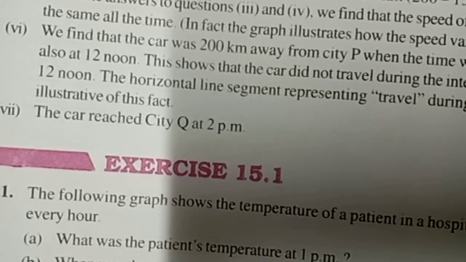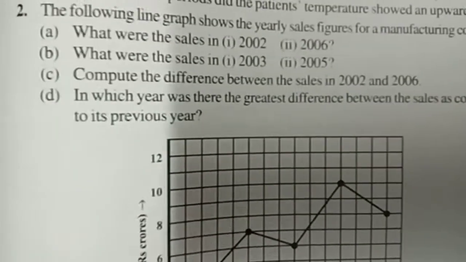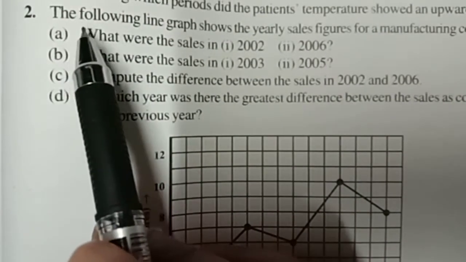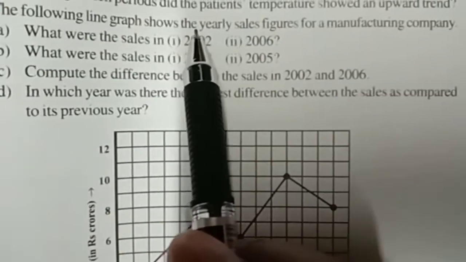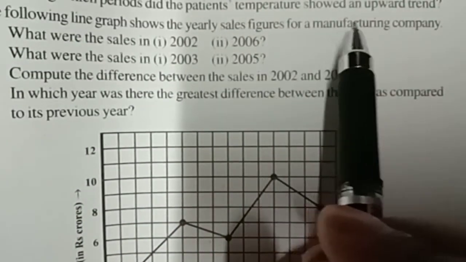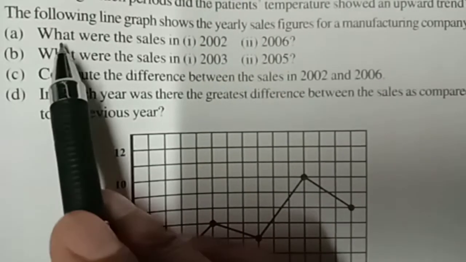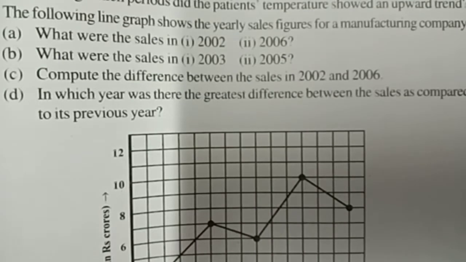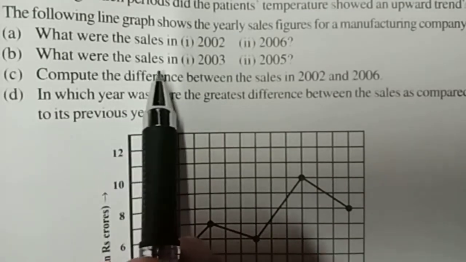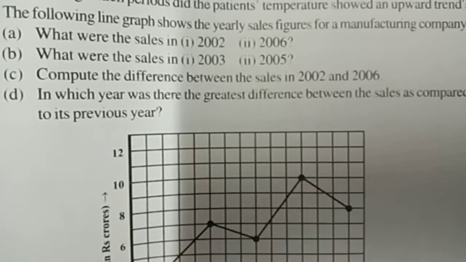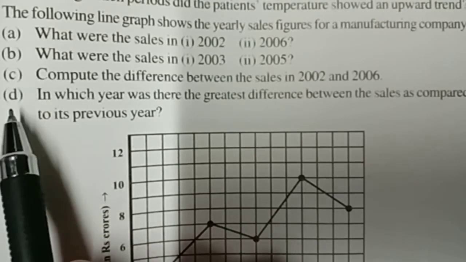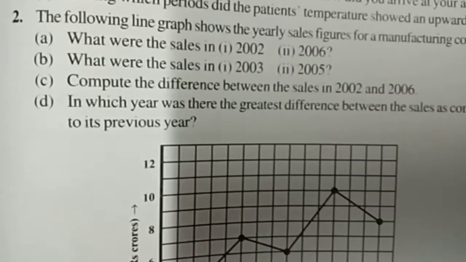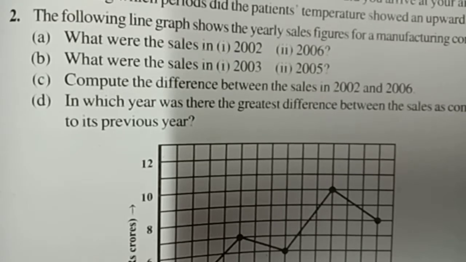Students, I am going to continue with exercise 15.1 with question number 2. The following line graph shows the yearly sales figure for a manufacturing company. Question A: What were the sales in 2002 and 2006? Question B: What were the sales in 2003 and 2005? Questions C and D are also given under question number 2. So 4 questions are given.